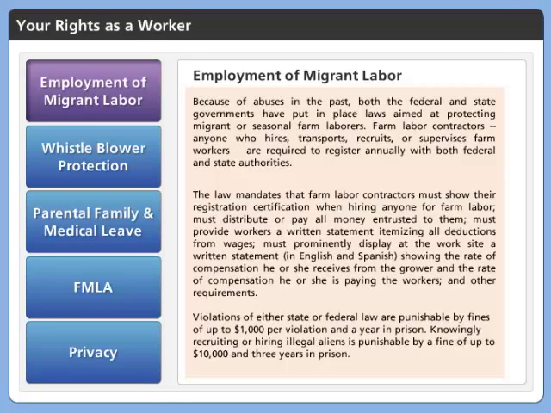other requirements. Violation of either state or federal law is punishable by fines of up to $1,000 per violation and a year in prison. Knowingly recruiting or hiring illegal aliens is punishable by a fine of up to $10,000 and 3 years in prison.